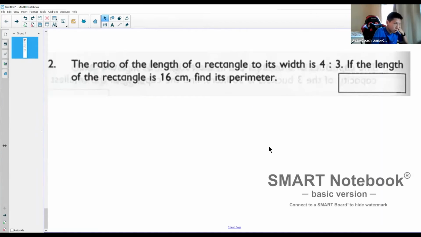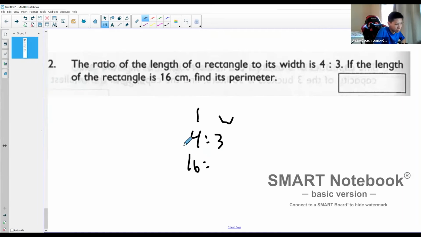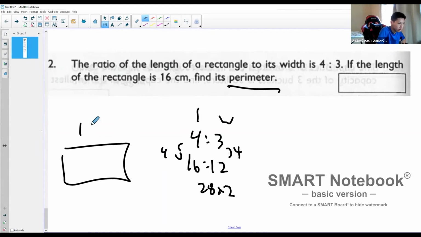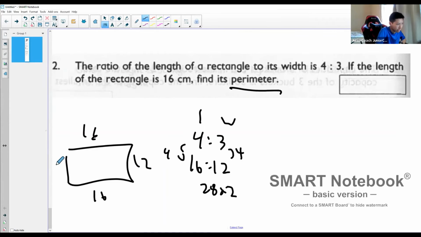So this is a 2-step problem. First, we know length to width is 4 to 3. If the length is 16, then the width is, because the 4 is multiplied by 4, the 3 is multiplied by 4, we get 12. Then to find its perimeter, we add these together and multiply by 2. Think about it, you would basically get 16 and 12 on each pair of sides, and then you would add them all together and you would get 56.